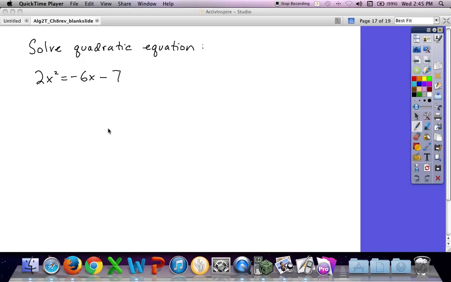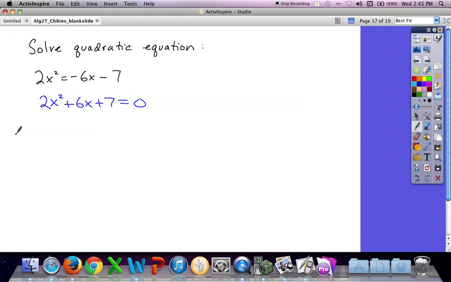Okay, what form do we need this in before we start to solve, Brian? Standard form. Equals 0, right? You want standard form, meaning let's get all the terms on one side, 0 on the other. That's almost always the starting point. 2x squared plus 6x plus 7 equals 0.